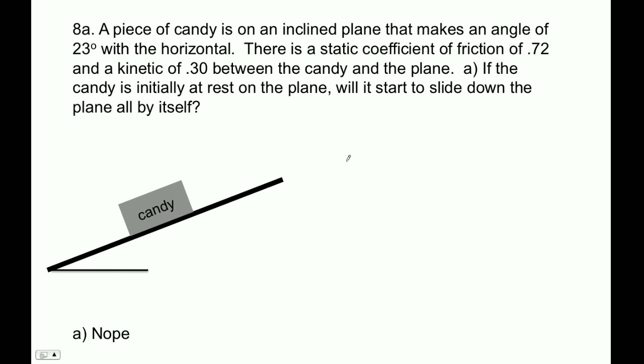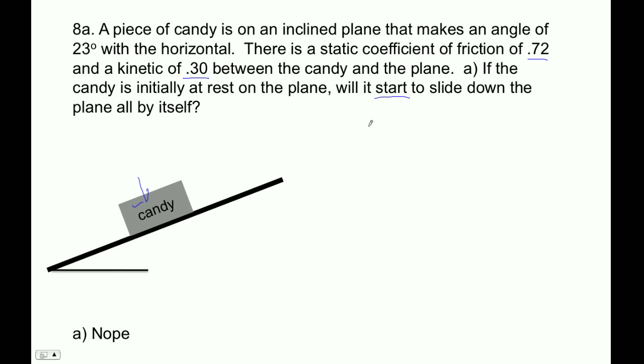Okay, a piece of candy is on an inclined plane. And you could tell it's candy because it says candy right there. It makes an angle of 23 degrees with the horizontal. There's a static coefficient of 0.72, kinetic of 0.30 between the candy and the plane. If the candy is initially at rest, will it start to slide? So now we're asking, will it slide, right?